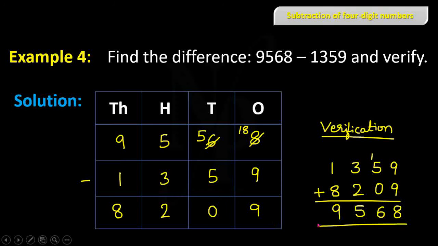So the sum we got is 9568, which is same as the first number given in the question. Therefore, our difference 8209 is correct.